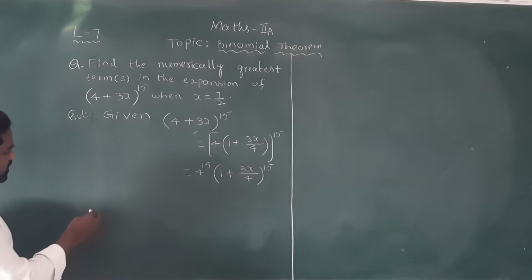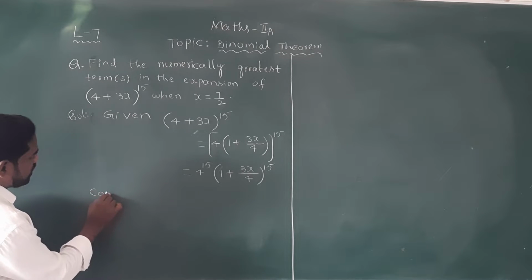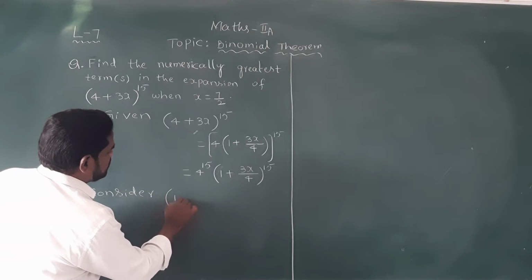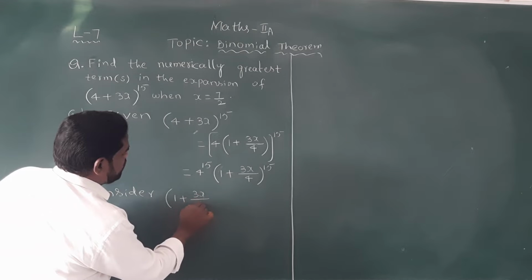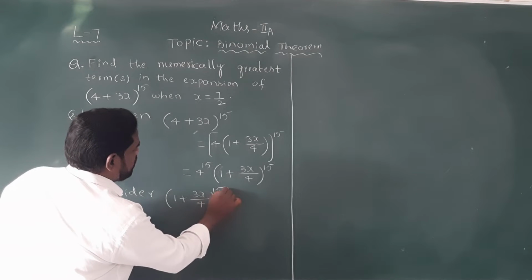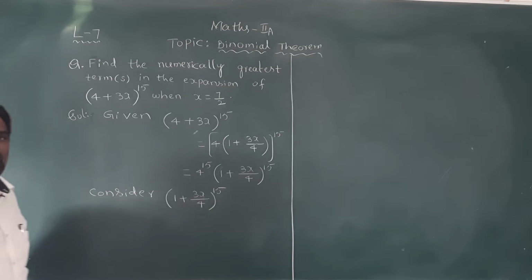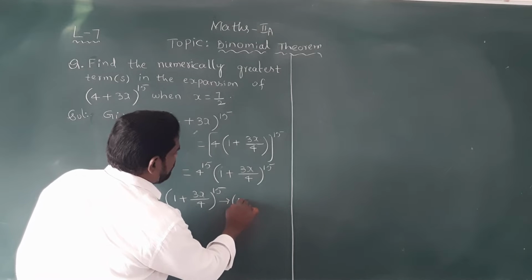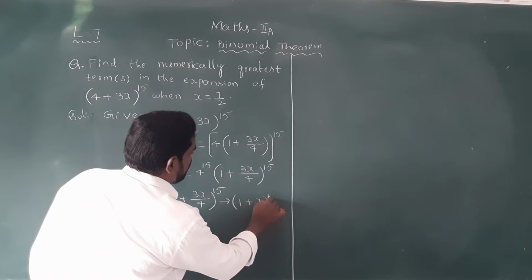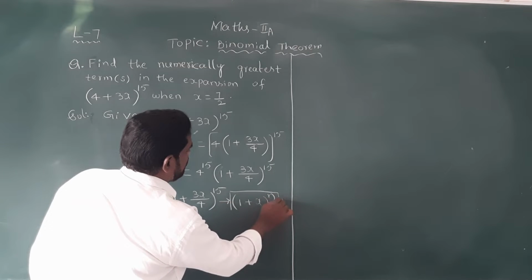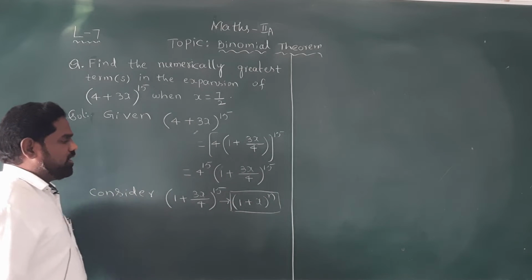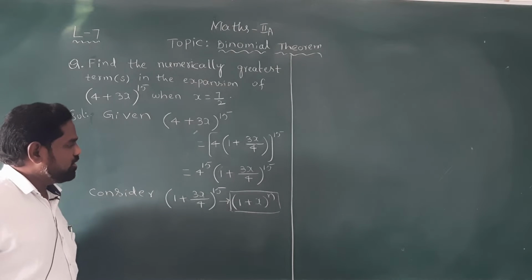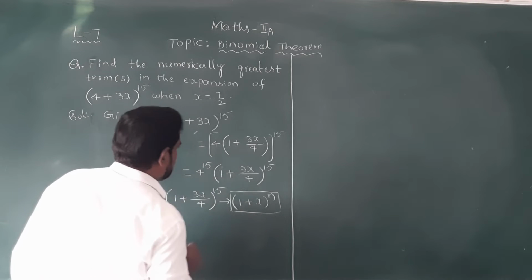First of all, consider the binomial (1 + 3x by 4) whole power 15. This is compared with (1 + x) whole power n. What is the n value? 15. What is the x value? 3x by 4. Here, by comparing this one.